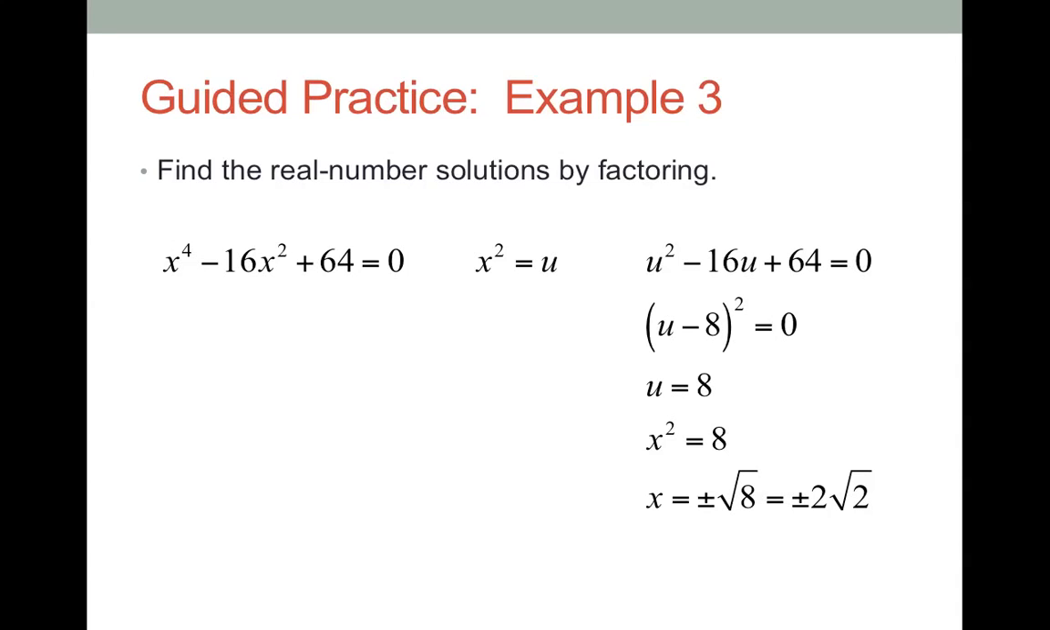But again, we want our answers to be simplified, and so we would simplify that to plus or minus 2 square root of 2. Even though those are square roots and they are irrational numbers, they are still part of the real number box. And so this is a perfectly legitimate answer to come up with for real number solutions.